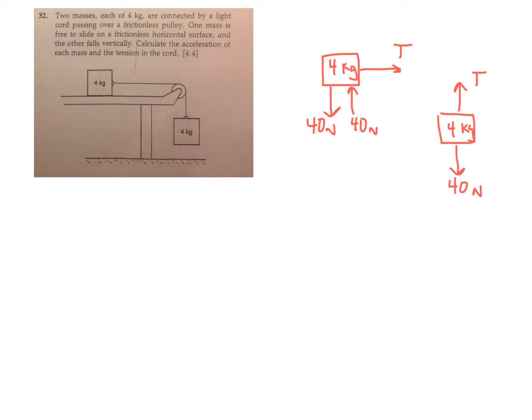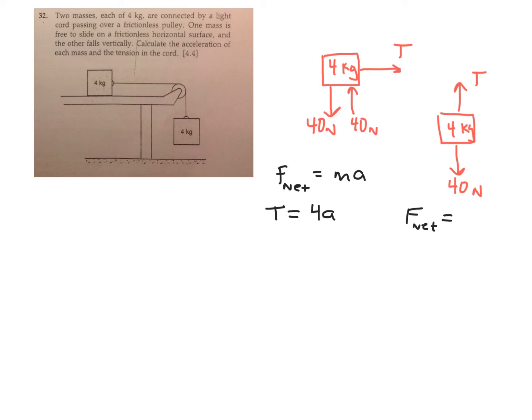So if you do the one that's on the table, F net equals ma. Well, there's only one force acting on that, and that's T. So it'll be T equals 4A. Two unknowns. Over here on the right, F net equals ma.